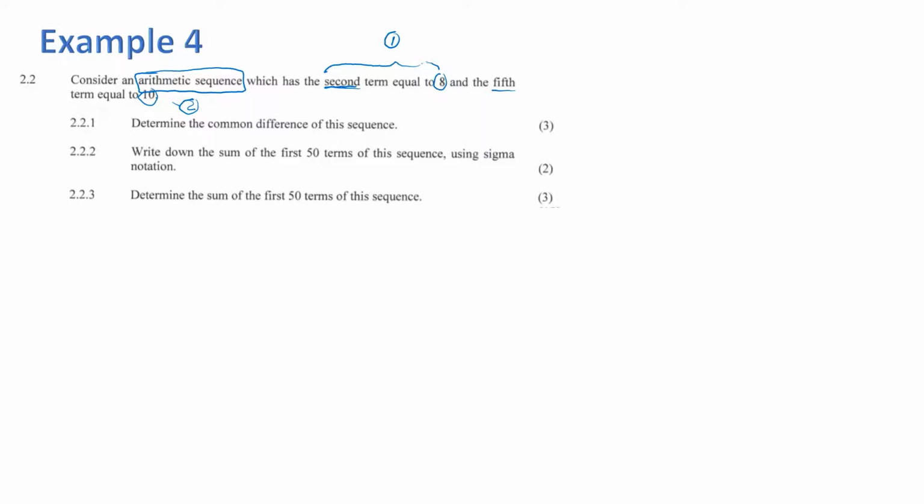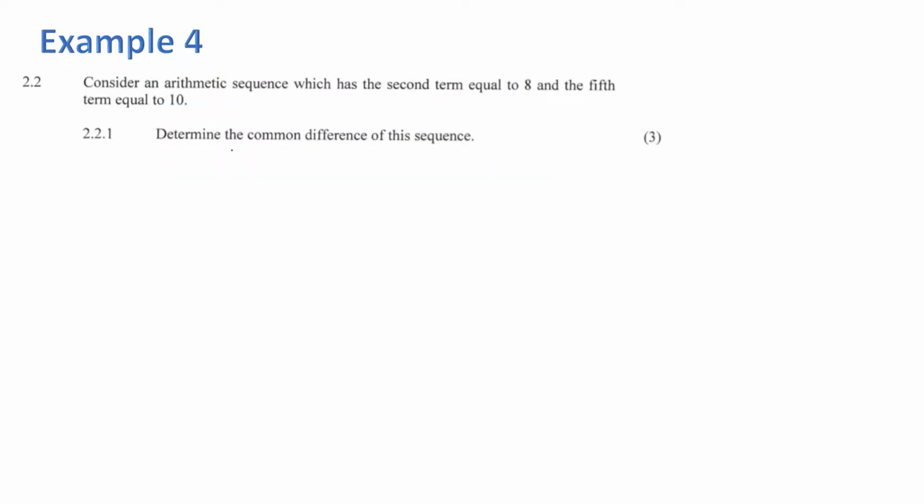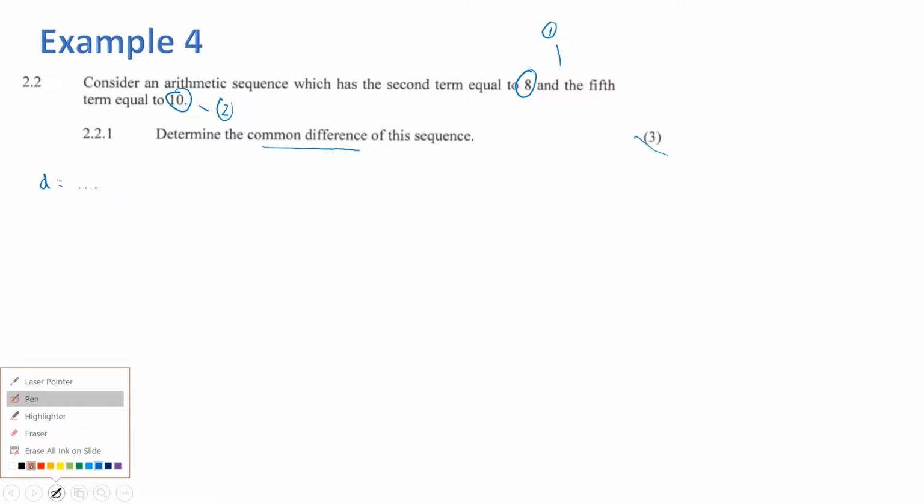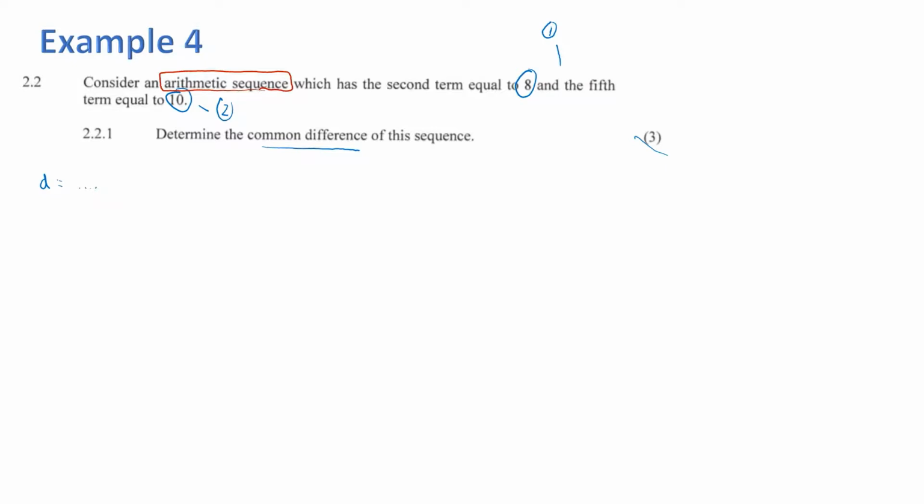The first question then is to determine the common difference. So they want D. But notice we're not given a sequence. We're given just little clues over here, right? But we're given 2 pieces of information, 1 and 2. We need D. That's what they want, 3 marks. So what are we going to do? Well, the clue lies in this. We know that there's a formula for this. Let us write this down.